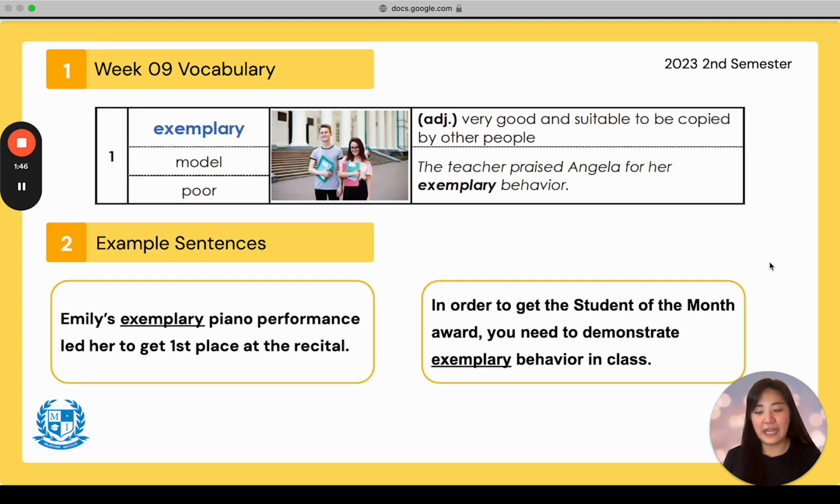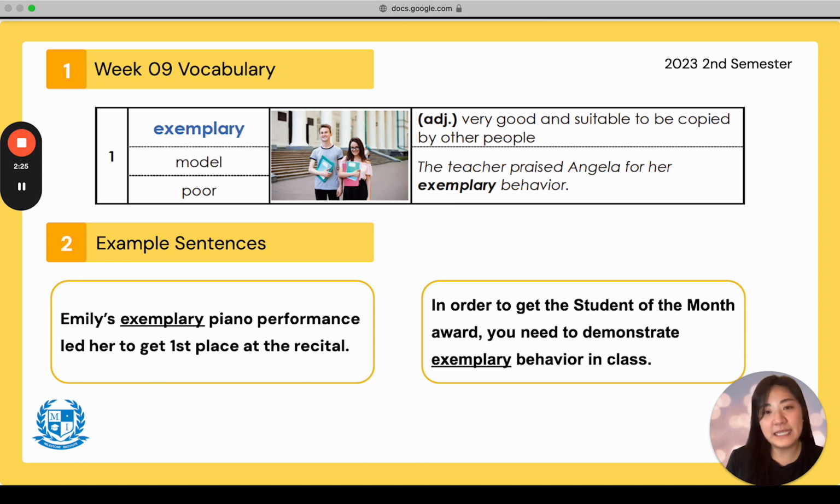So, let's get started. Everyone, please, in your vocabulary workbook, turn to week 9, which is on page 52. I'll give you 3 seconds. 3, 2, 1, start. The first word is exemplary. Everyone say exemplary. Exemplary. The synonym is model, and our antonym is poor. The part of speech is adjective, and the definition says very good and suitable to be copied by other people. So exemplary means awesome, great, wonderful.